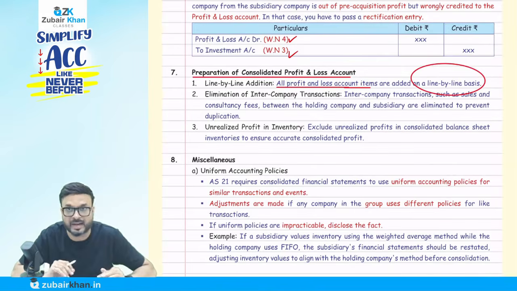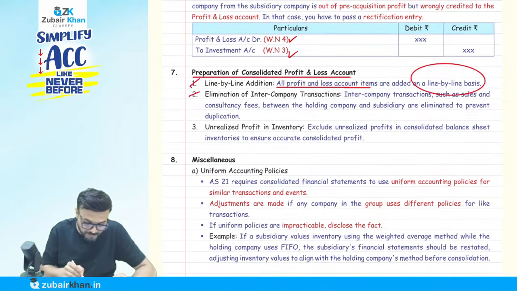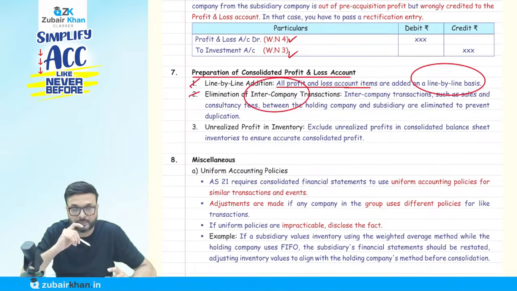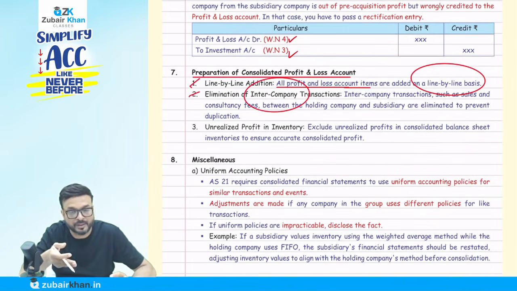Income, expense, we just add them, all of the holding and subsidiary company. Then the second step is to eliminate the intercompany transactions. If the holding company sold goods to the subsidiary, it is in my sales and it is in their purchases, so we'll reduce the purchases and we'll reduce the sales here.